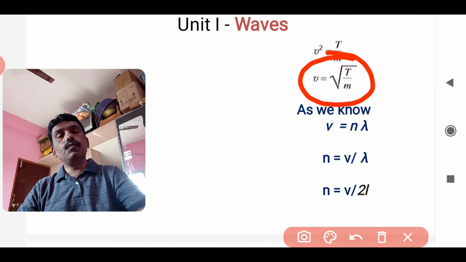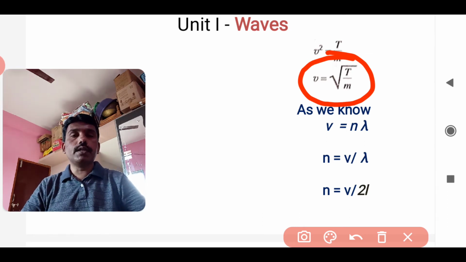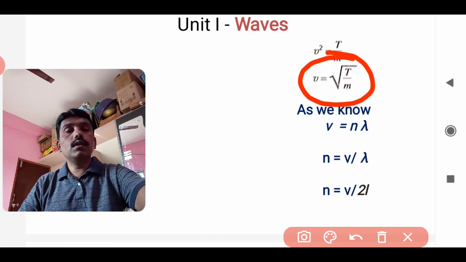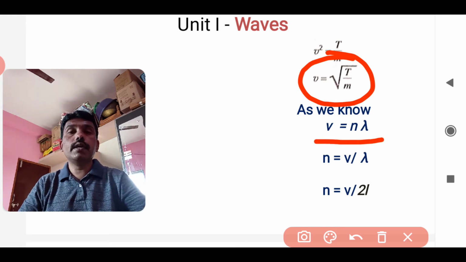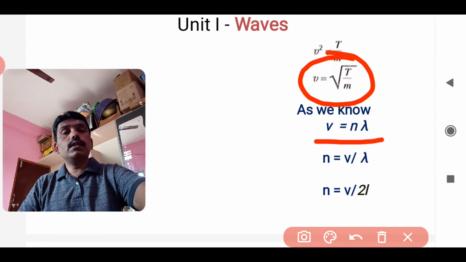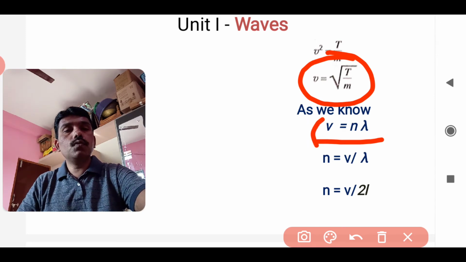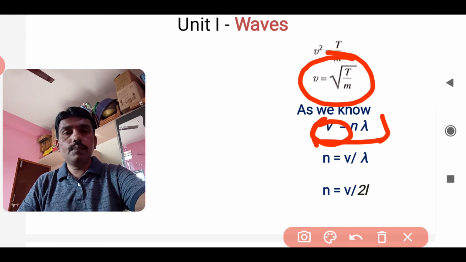Now again we have to go back to the relationships we have discussed in detail in the previous sessions, that is the relationship between wave velocity, frequency and wavelength. As we are aware, v is equal to n lambda, where small v is the velocity of the wave, n is the frequency, and lambda is the wavelength. So this is the relationship we already discussed in the beginning stage.